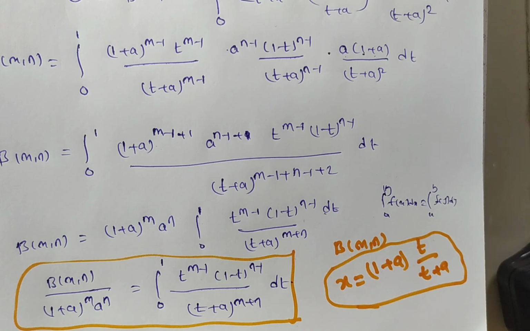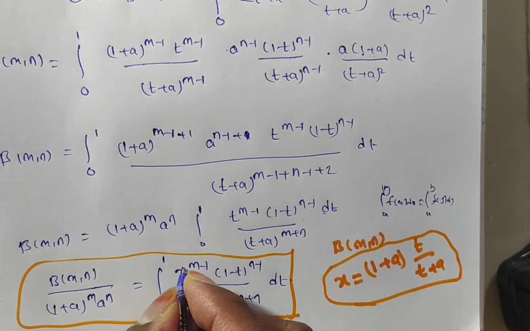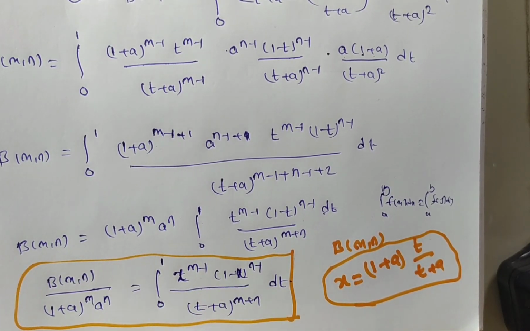Okay, sorry, here also I have to change. This is in terms of x, no? x power, x power. That's it. Is it clear for everyone?